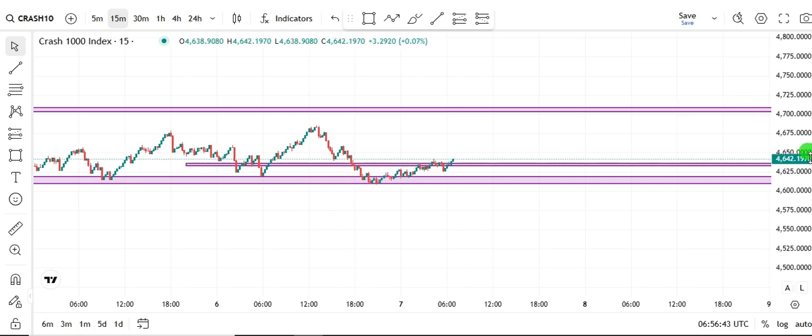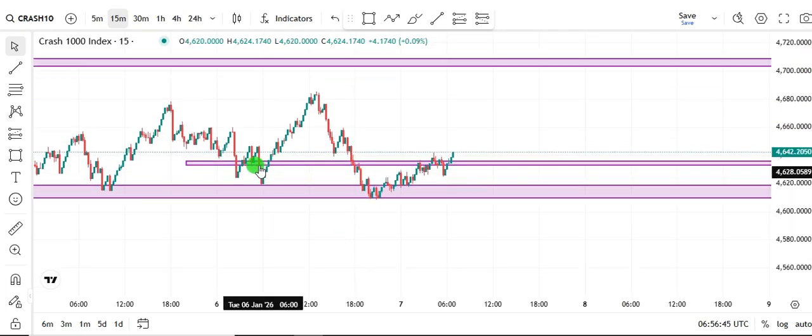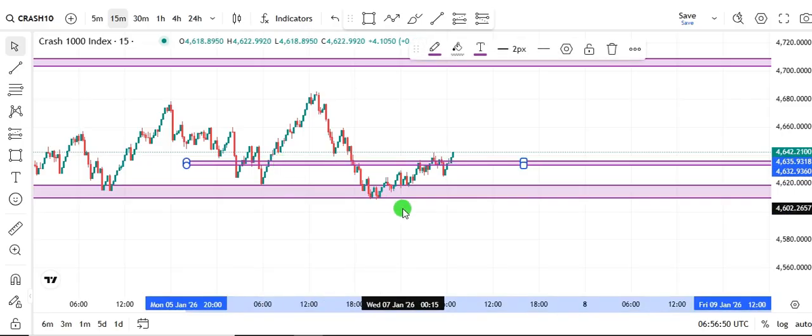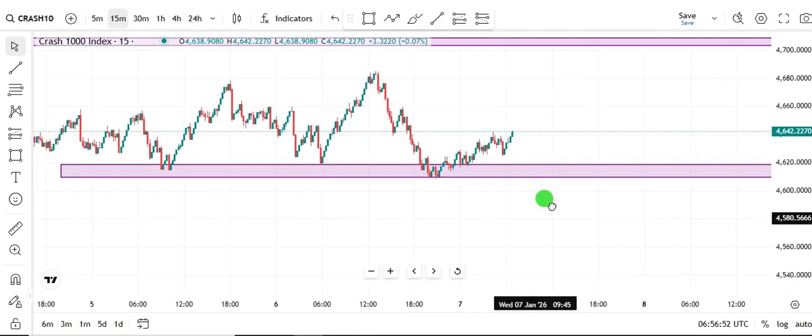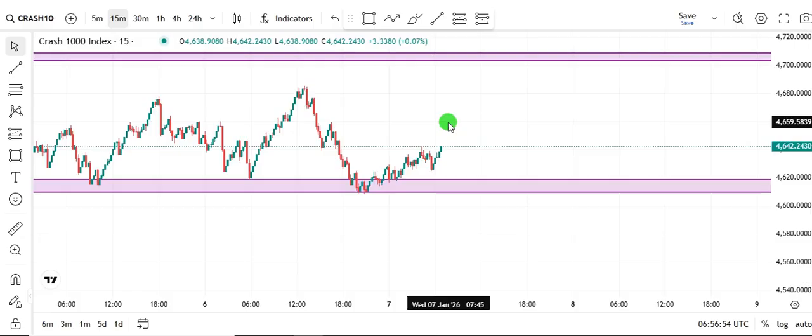Okay. So here, this is an internal structure. We're taking it out. We're taking out this internal structure. So we're taking out that internal structure. That means this is what we have to trade.